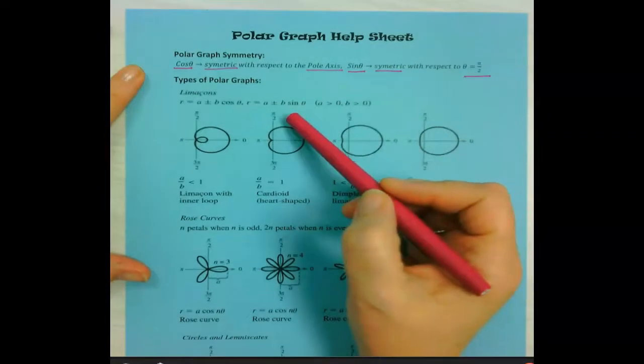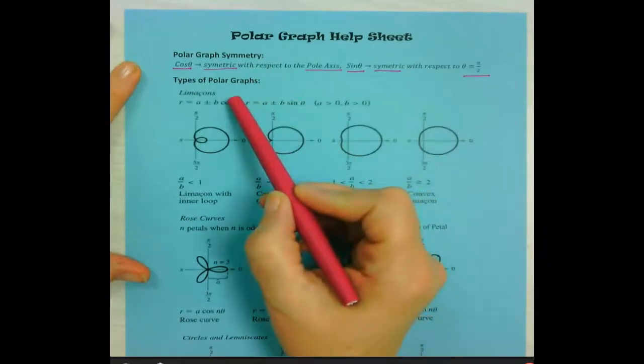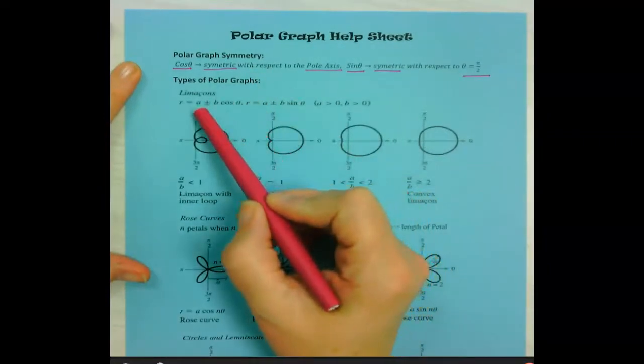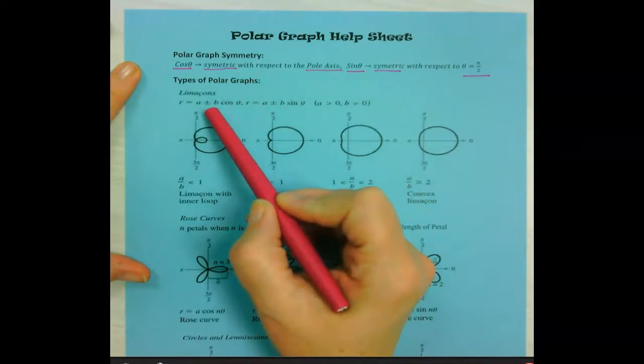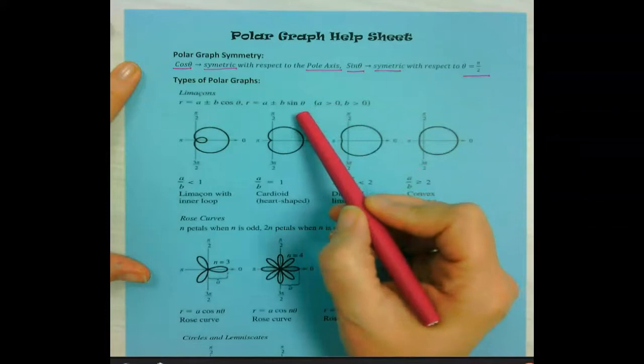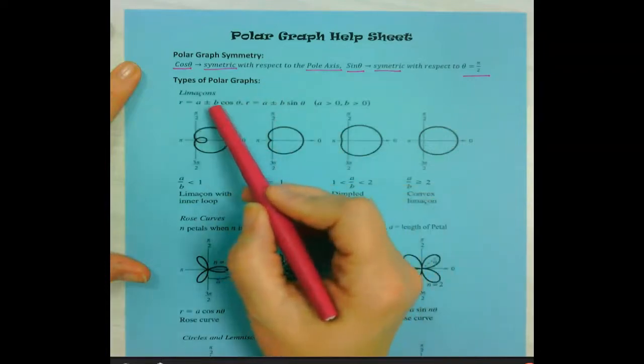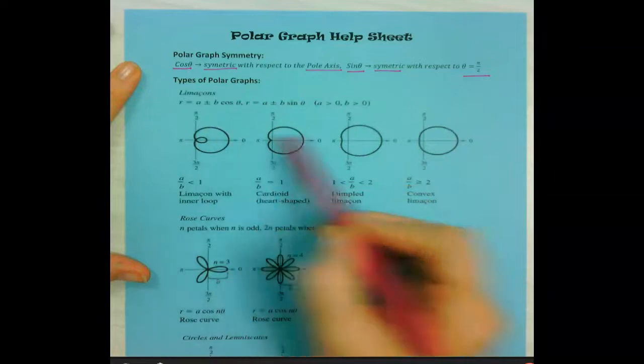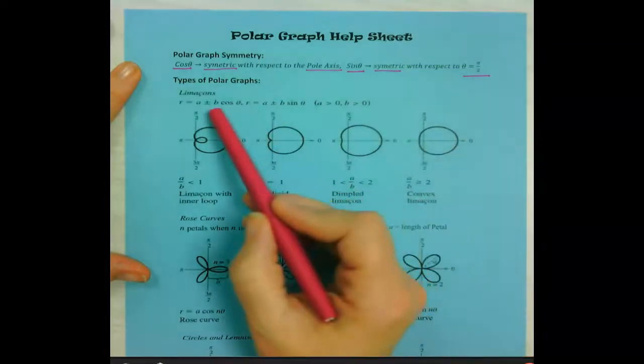If we're looking at the equation for a limacon, it's going to be r equals a plus or minus b cosine theta. Cosine would be symmetric with respect to the pole axis. Or we could have r equals a plus or minus b sine theta, which would be symmetric with respect to the pi over 2 axis. And then this a and this b value tell you which kind of graph you're looking at. So we're going to compare a over b as a fraction.